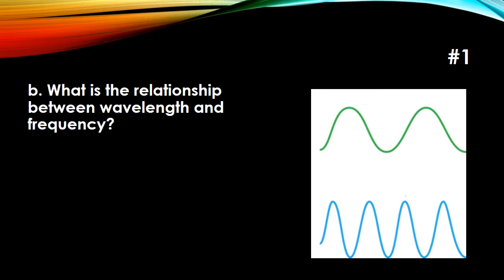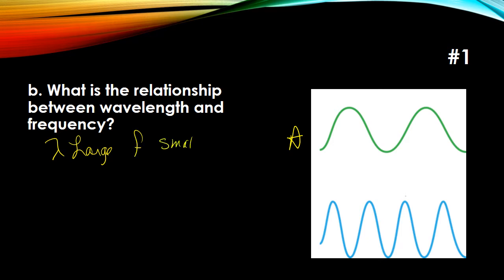What is the relationship between wavelength and frequency? This should be a pretty straightforward question. You can answer this question simply by looking at one of the waves. So I'm going to look at wave A that we just went over. On wave A, the wavelength is fairly large, but the frequency of A is small.